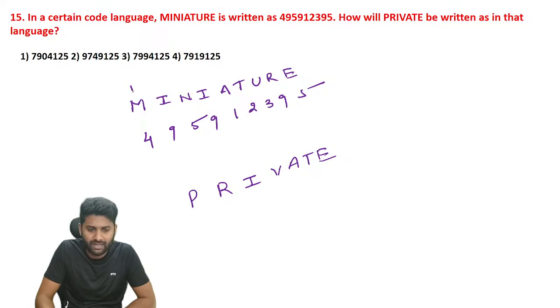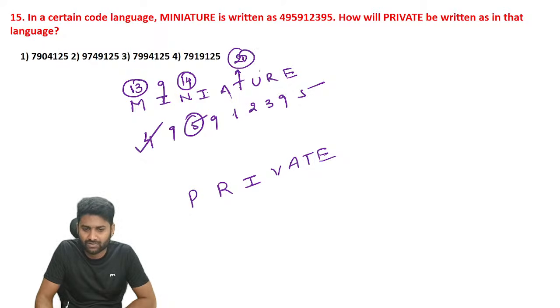So here the logic: M is the 13th letter, 1 plus 3 is 4. I is the 9th letter, N is 14, so 1 plus 4 is 5. I is 9, A is 1, T is the 20th letter, 2 plus 0 is 2. U is 21, 2 plus 1 is 3. R is 18, 1 plus 8 is 9, E is 5.